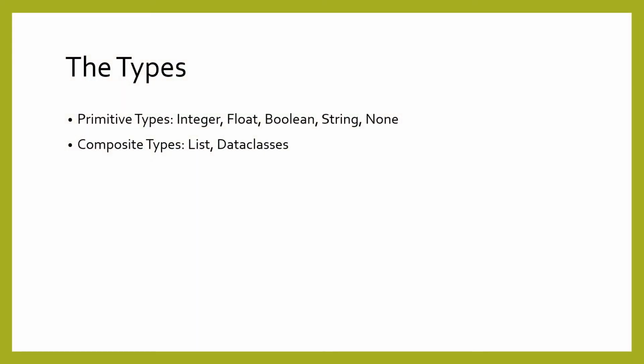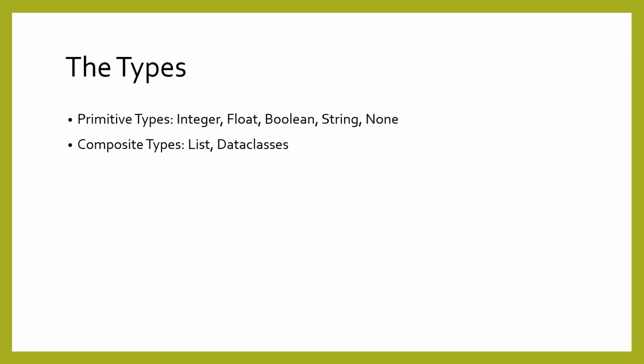The 5 primitive types we've learned about are integer, float, boolean, string, and none. The 2 composite types we've seen so far are lists and the types created from data classes. These 2 new composite types are special because they are composed of other types. It's worth reminding you, data classes are not actually a type themselves, but a way of making new types. There are actually many more composite types in Python, but for now we'll stick to these basic 7 types.